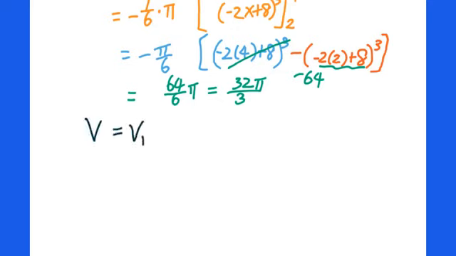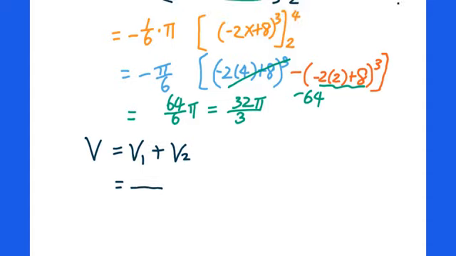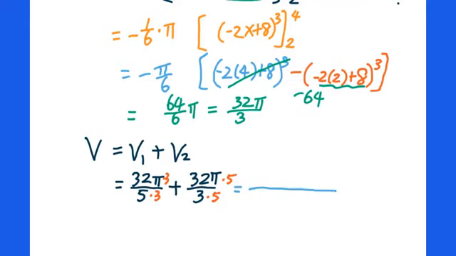So V equals V1 plus V2 equals V1, 32 over 5 pi, plus 32 pi over 3. That multiply by 5, multiply by 5, multiply by 3, multiply by 3. We have the same denominator, that's 15. This will be 32 times 3 is 96 pi plus 160 pi. So you get 256 pi over 15.